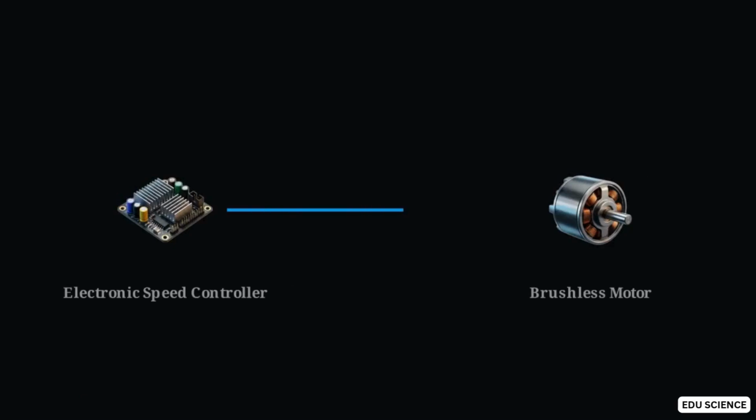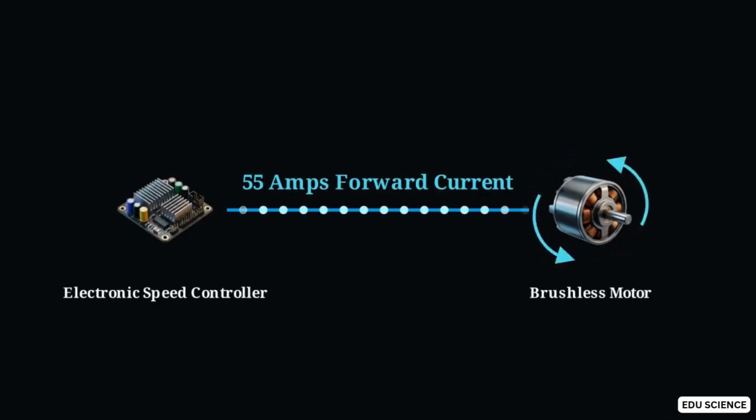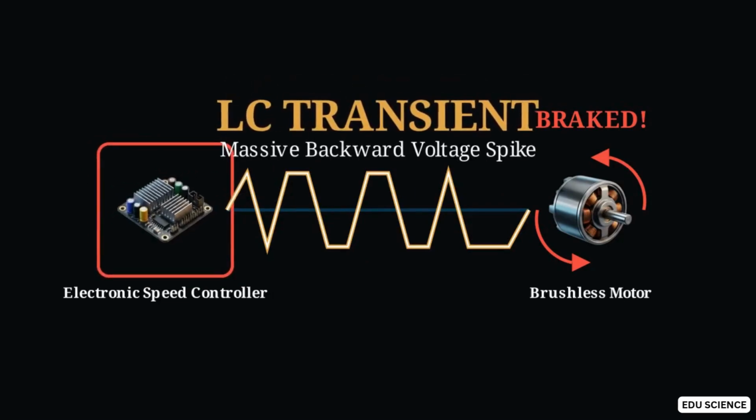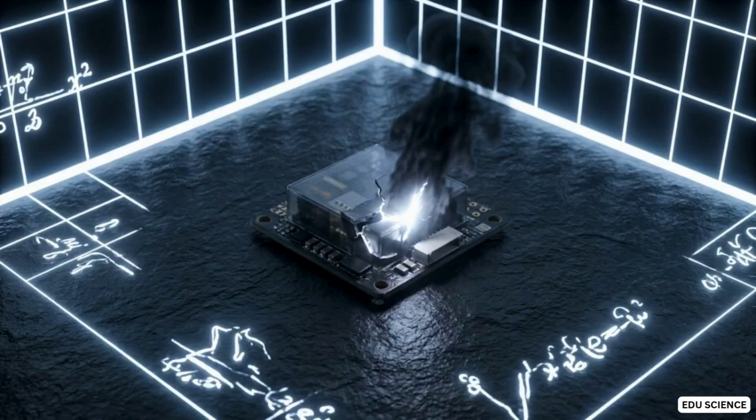But what happens when the 55 amps of current flowing into these motors is rapidly braked, causing a massive backward voltage spike known as an LC transient? We'll explore the destructive power of inductive loads next time.